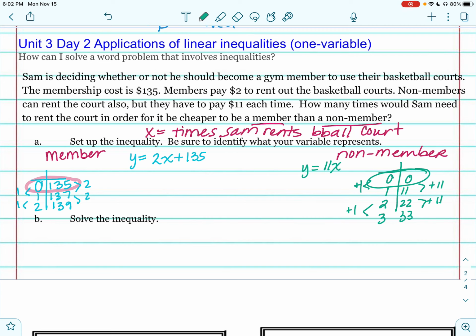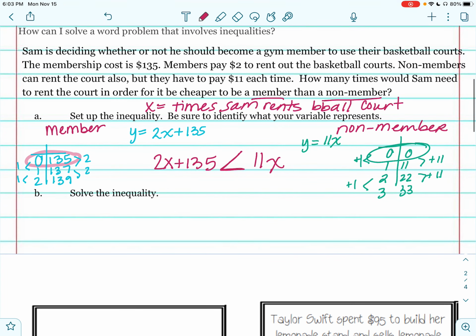Okay, now I want to know how many times Sam would need to rent the court in order for it to be cheaper. That tells me I want less than, because I want cheaper. I don't care when they're equal, I only care when they're cheaper. And I want a member to be cheaper than a non-member. So I'm going to write my member equation down, and I want it to be less than, right? Cheaper means less than this equation. And I'm going to solve it just like I would before. Subtract 2x from both sides.